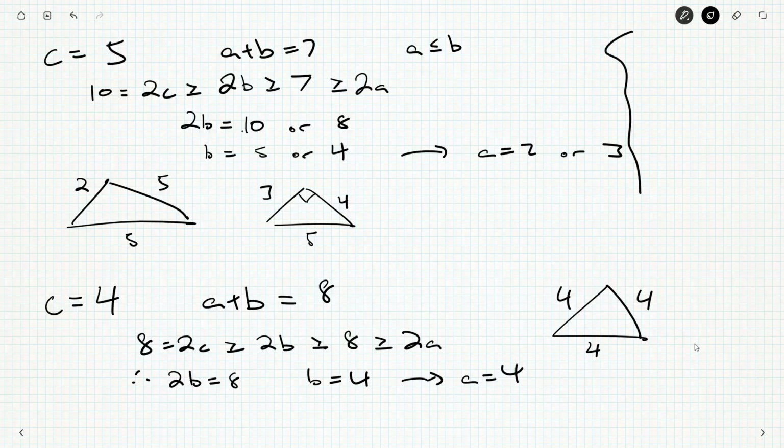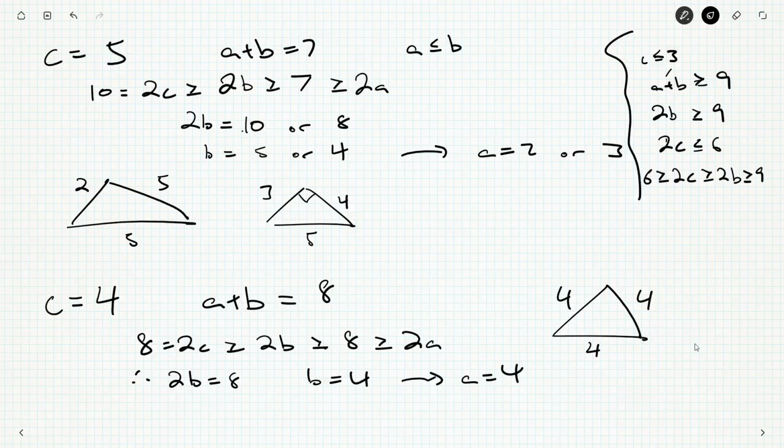We'll just really quickly talk about C equals 3 or less. If C is less than or equal to 3, A plus B is greater than or equal to 9. And that forces 2B to be greater than or equal to 9. But 2C is less than or equal to 6. Something's gone horribly wrong. Because then you have 6 greater than or equal to 2C, greater than or equal to 2B. Because remember our original assumption: C is greater than or equal to B. But of course 6 is not bigger than or equal to 9. So you're not going to have anything else there.